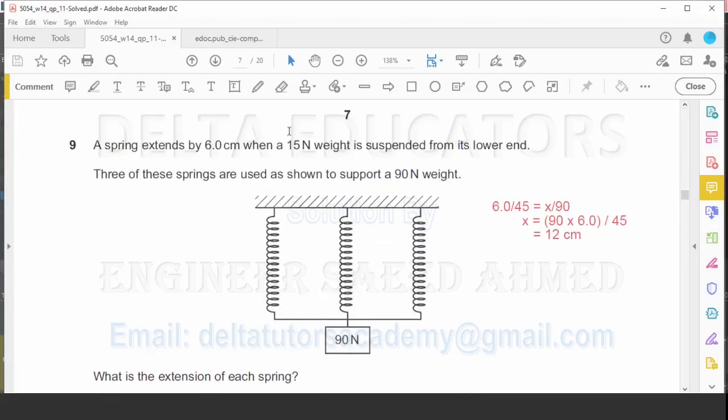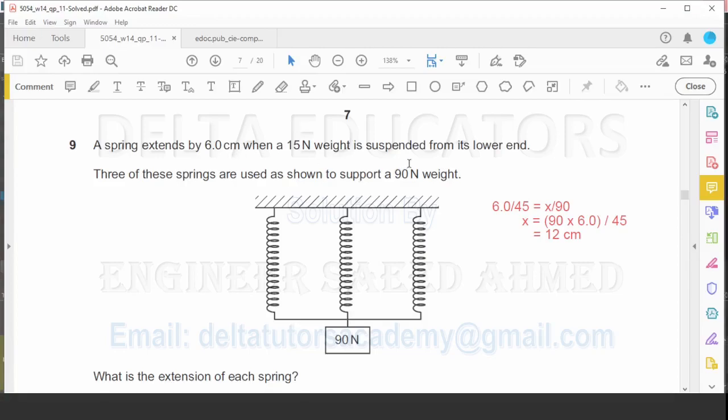Here it is given for one spring. The extension is 6 centimeter when a 15 Newton weight is suspended from it. Now here we have a set of 3 springs. So 15 multiplied by 3 is 45. So we can say for the 45 Newton, the extension is 6 centimeter.